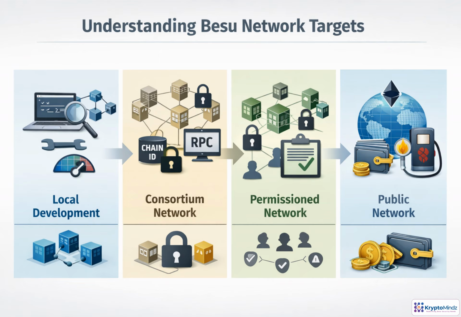Before deploying, be clear about your target network. A local chain is forgiving, with fast resets, easy debugging, and minimal risk. A consortium or private network adds shared configuration, especially chain ID and RPC endpoints. Permissioned environments add another gate. Only approved nodes or accounts may deploy. Public Ethereum-compatible networks are the highest stakes, because gas costs real value and keys need production-grade protection.